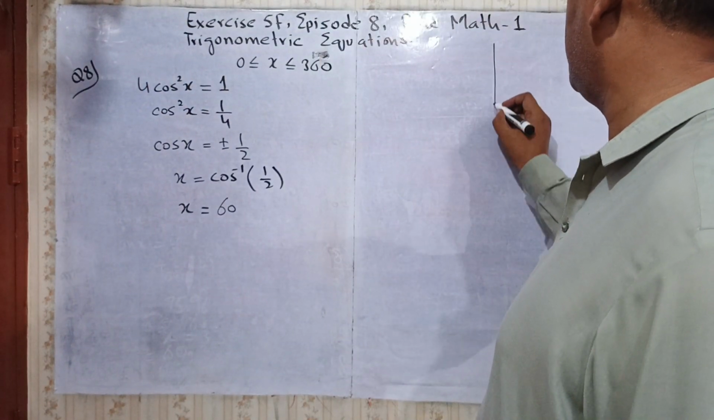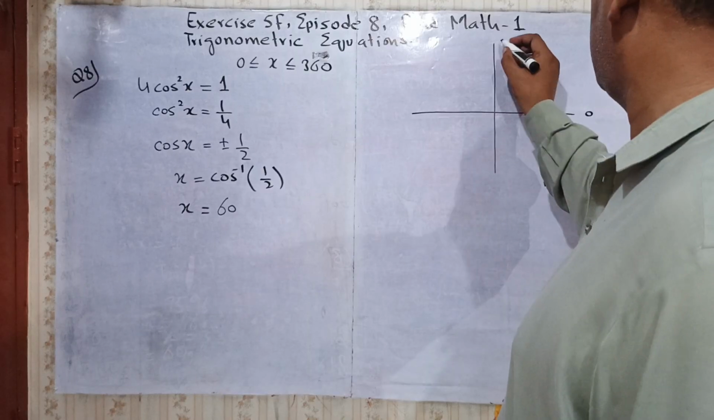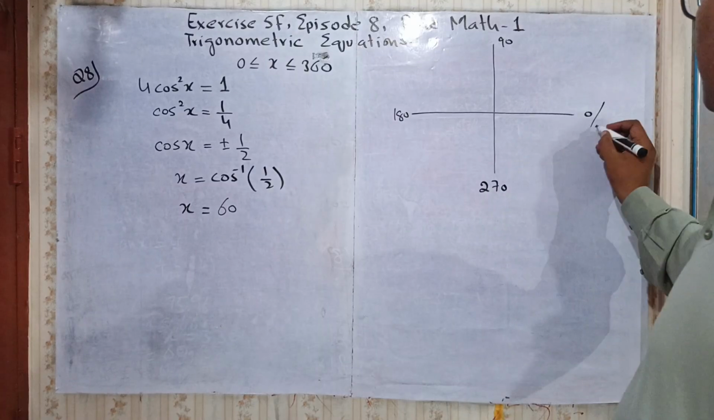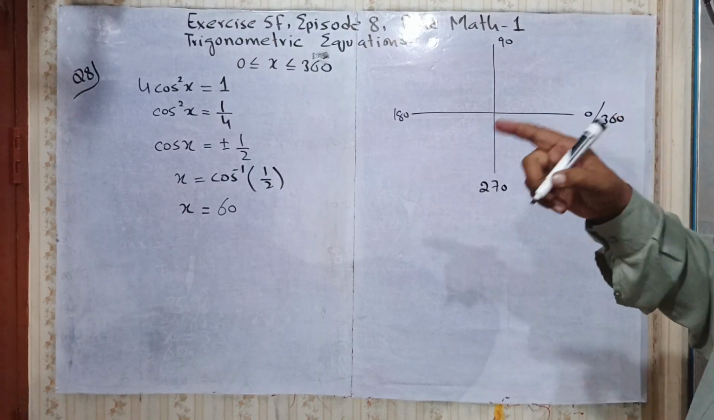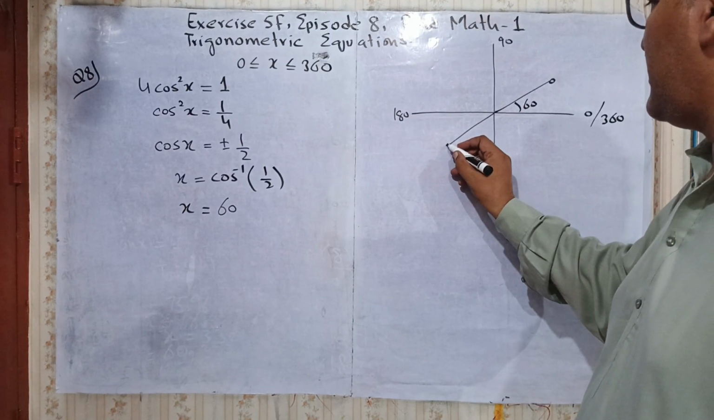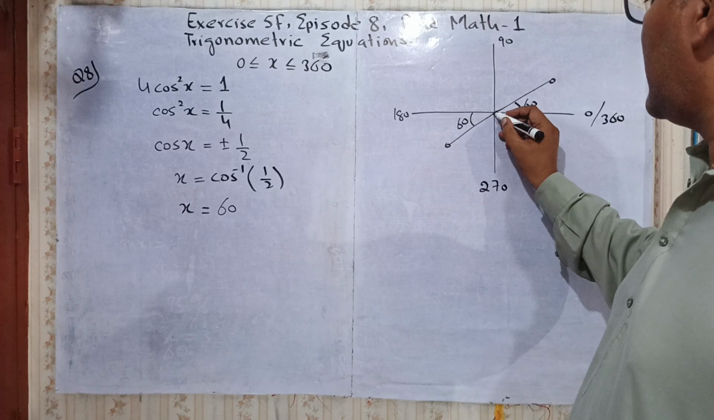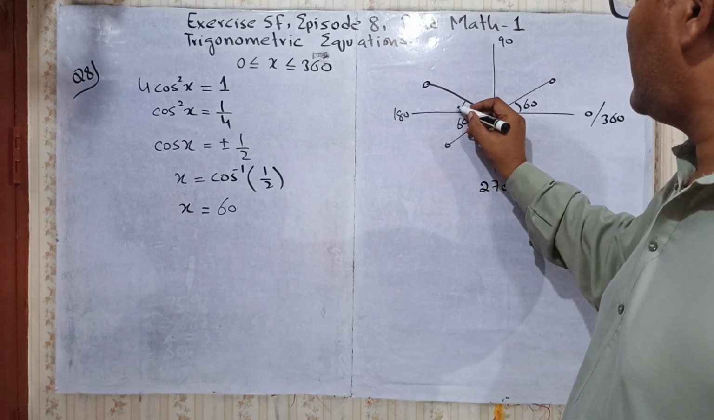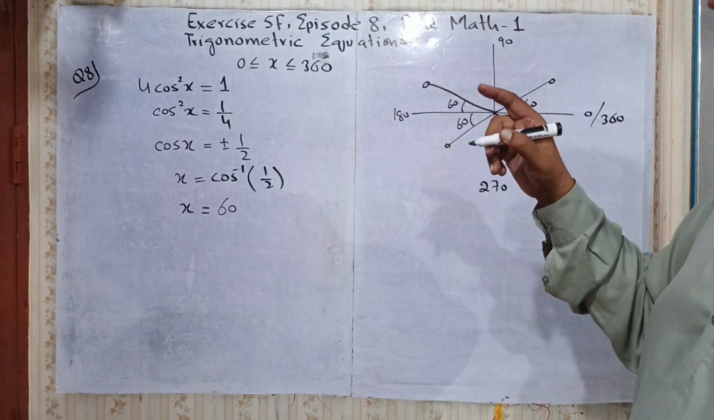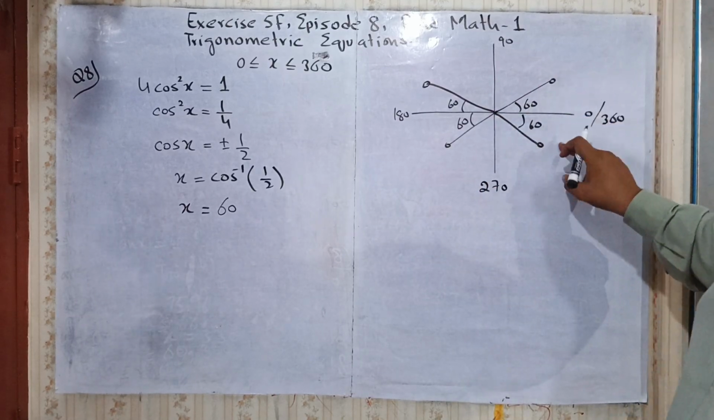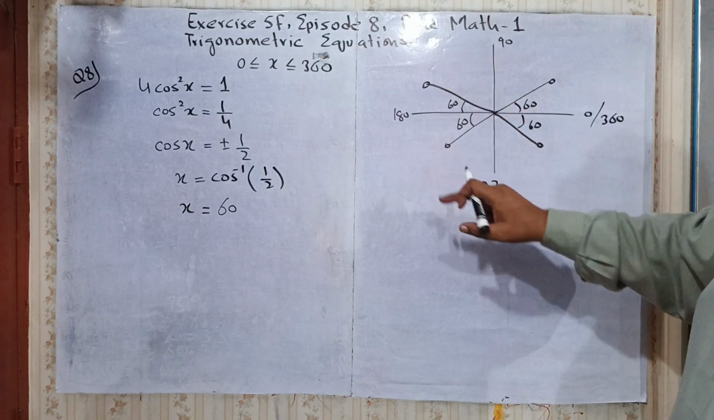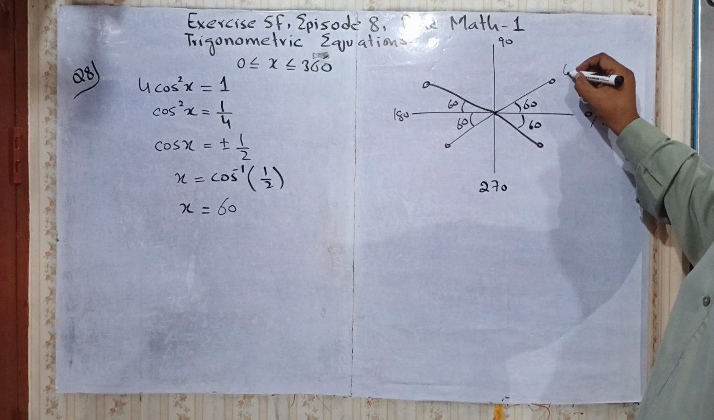Okay, so here we have 90, 180, 270, and then 360. The base angle is 60, so this is 60, the same angle here is also 60, and also here. Why am I taking all 4 quadrants? Because the cos is positive in the first and fourth quadrant, and the cos is negative in the second and third quadrant.